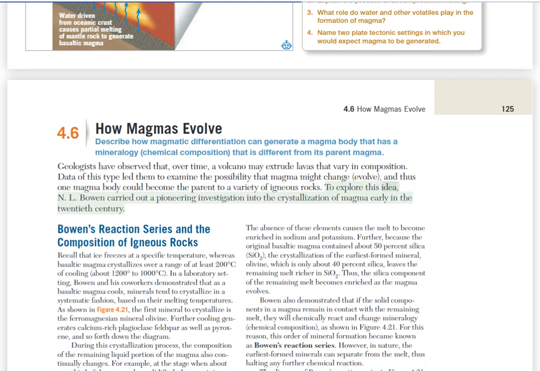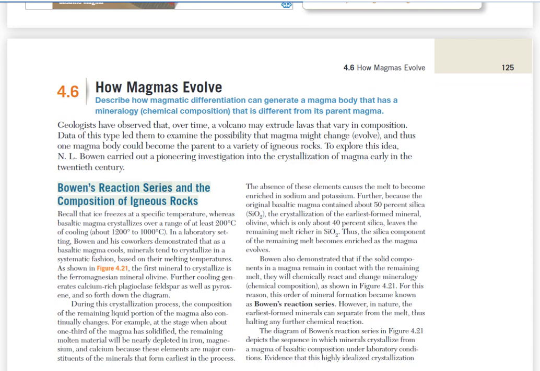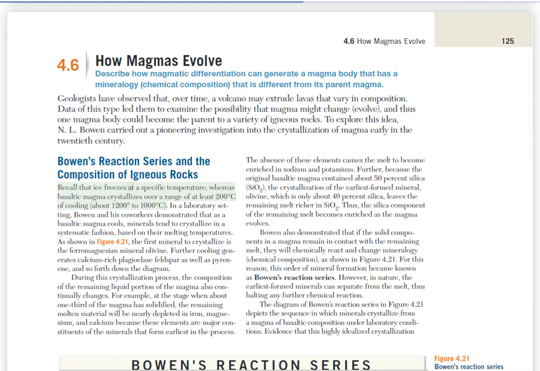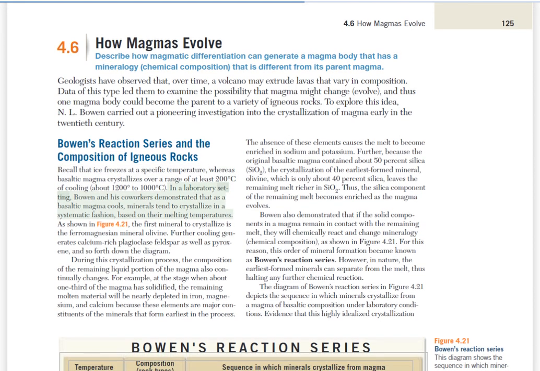To explore this idea, N. L. Bowen carried out a pioneering investigation into the crystallization of magma early in the 20th century. Bowen's reaction series and the composition of igneous rocks. Recall that ice freezes at a specific temperature, whereas basaltic magma crystallizes over a range of at least 200 degrees Celsius of cooling. In a laboratory setting, Bowen and his co-workers demonstrated that as a basaltic magma cools, minerals tend to crystallize in a systematic fashion, based on their melting temperatures.